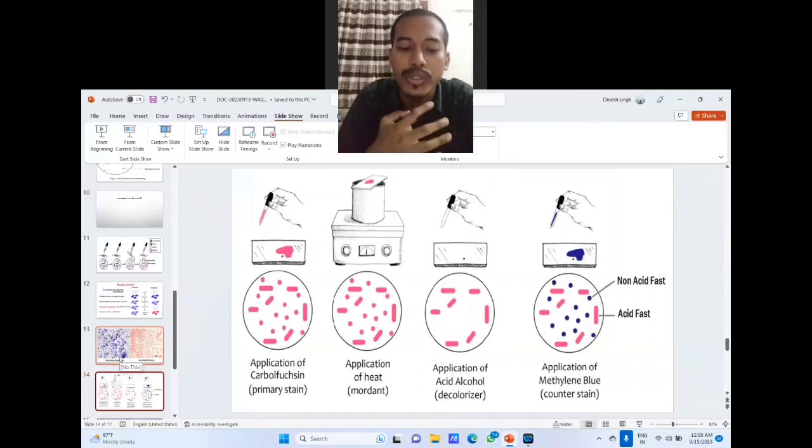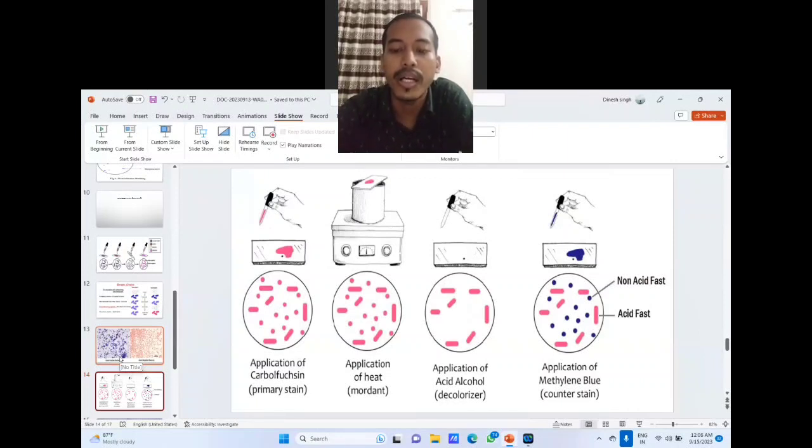Whatever stain is on the outside takes the color of the primary stain, that is carbol fuchsin. It will be washed off when you use the decolorizer, that is 20% sulfuric acid. After using the 20% sulfuric acid, what do we do? We apply the counter stain, that is methylene blue. So what will happen when you apply the methylene blue?